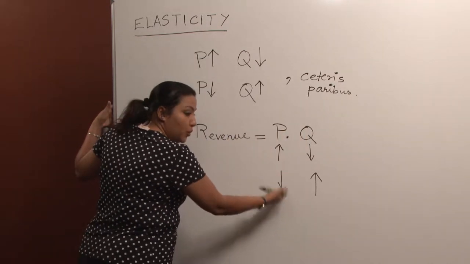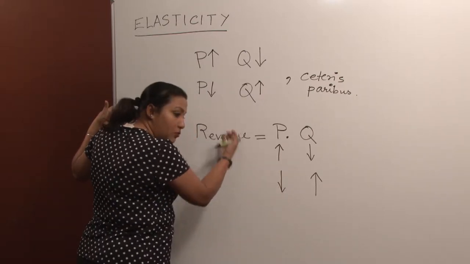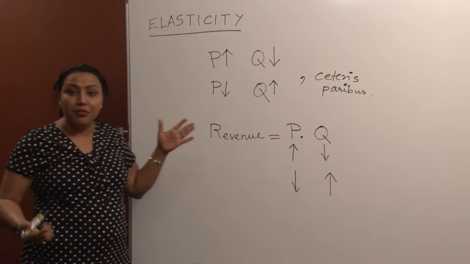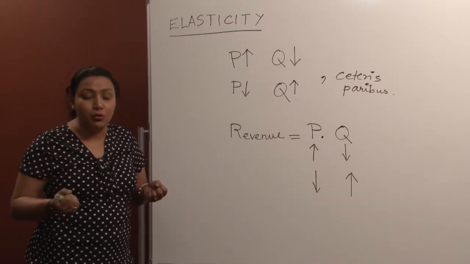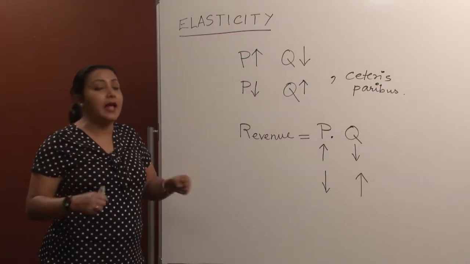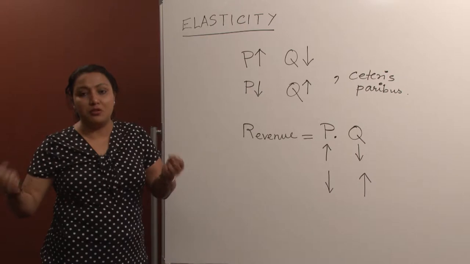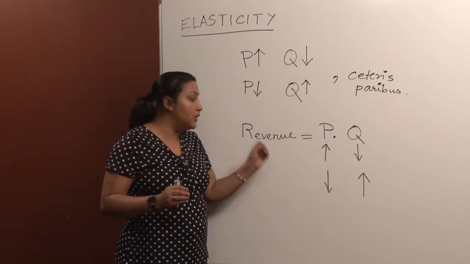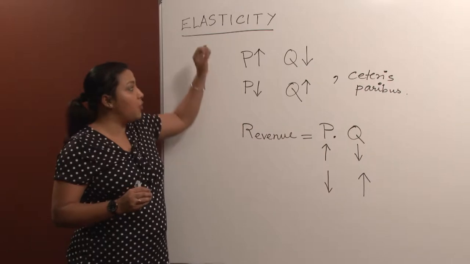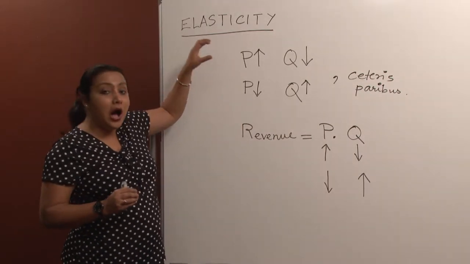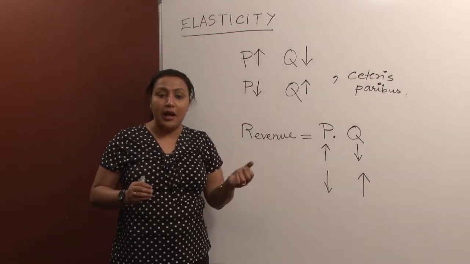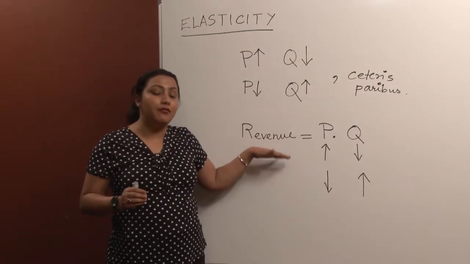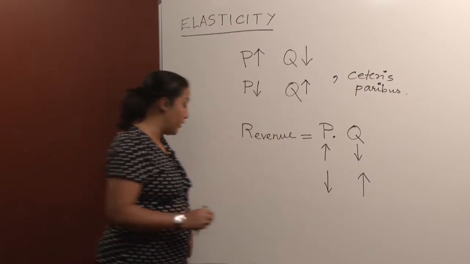The opposite is also true. When the price goes down, the decrease in price tries to take the revenue down, but at the same time there is an increase in quantity, which tries to push the revenue up. So we don't really know what happens to the revenue when a price change leads to a subsequent quantity change. In order to understand the impact on revenue, we need this concept of elasticity. We need to understand how the quantity demanded or the quantity supplied responds to price changes in the market. That would tell us exactly how the revenue responds to a transaction in the market.